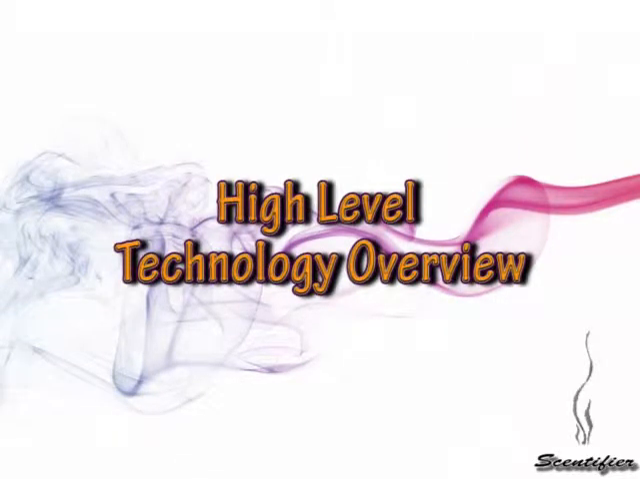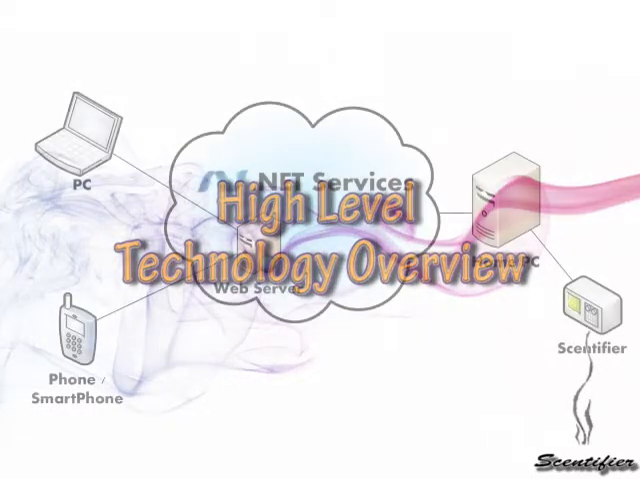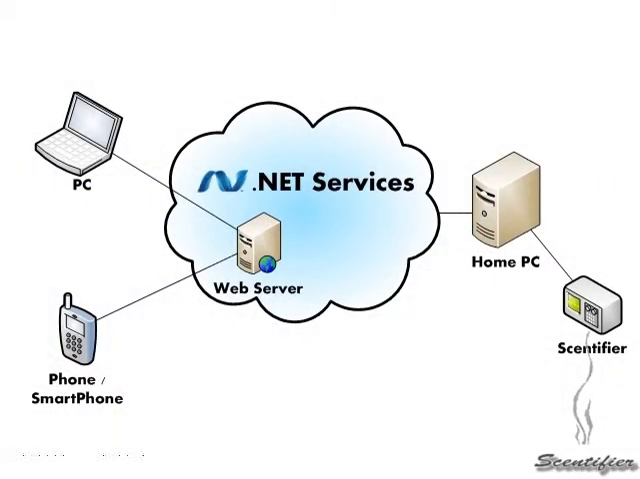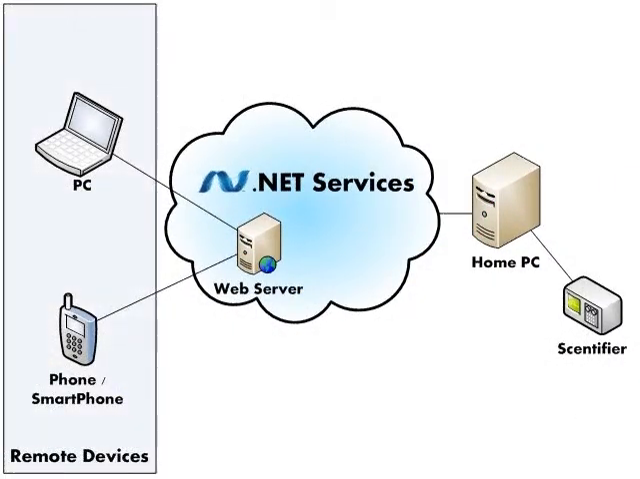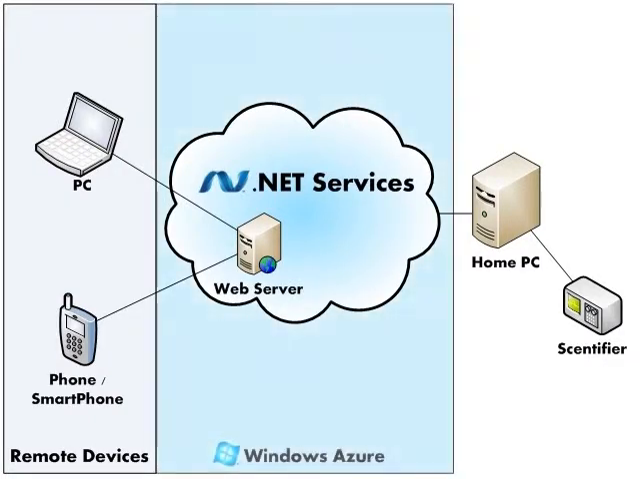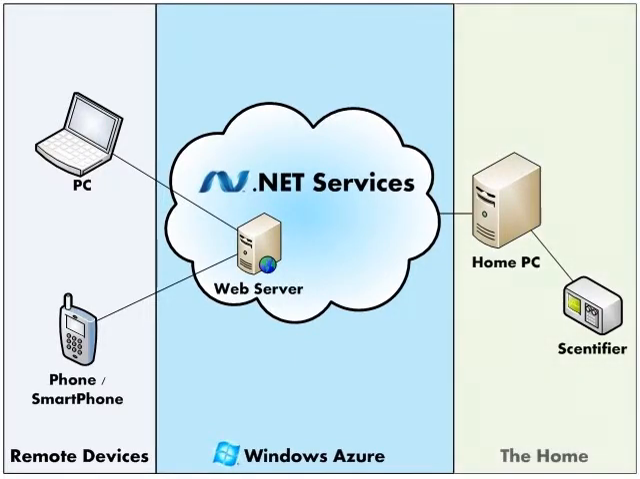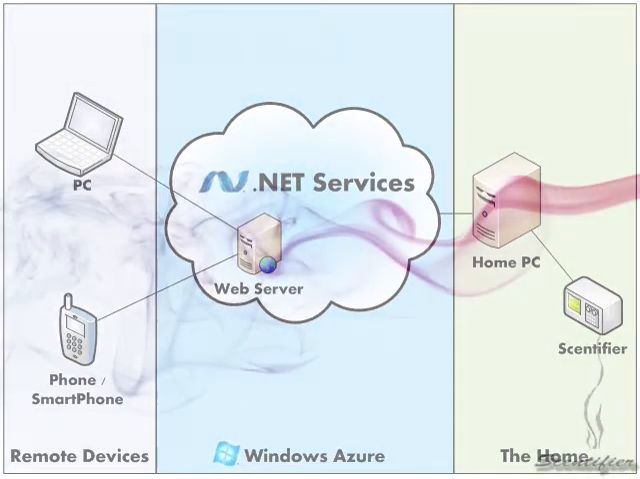What we have just demonstrated is a mobile application, so it seems fitting to provide an overview of the technologies. We have the remote devices, which are used to control the Scentifier from outside the home. All communication with the device is performed via .NET services that are made available through Windows Azure. The Scentifier will be registered through the same .NET services, and any calls will be transferred to the device via a Scentifier service that will run on the home PC. What we have now is a device that can control the scent in the home from anywhere.